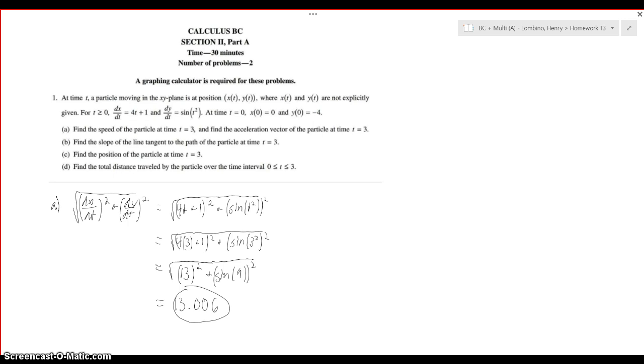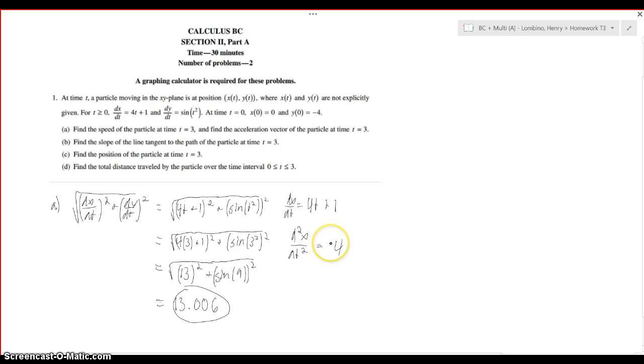Sorry about that interruption. So now we're going to find the derivative. To find the acceleration, as I was saying, we have to find the derivative of dx/dt and dy/dt. So we have dx/dt equals 4t plus 1. So now we have d squared x over dt squared equals 4.